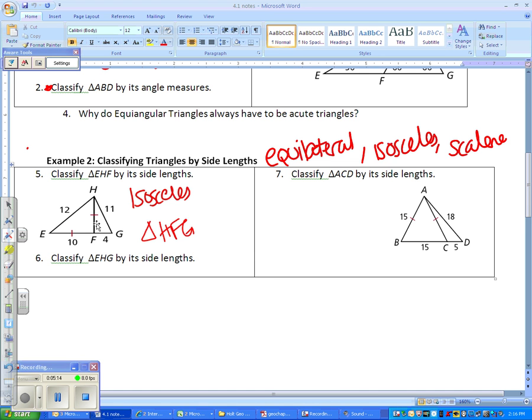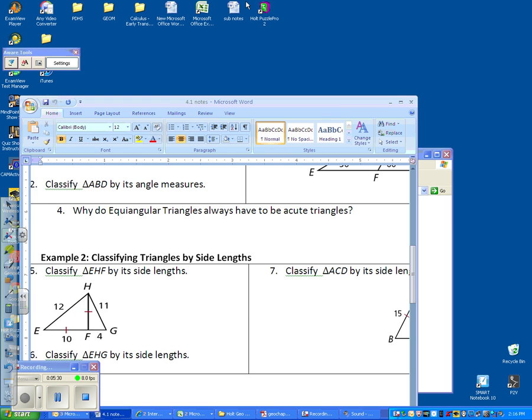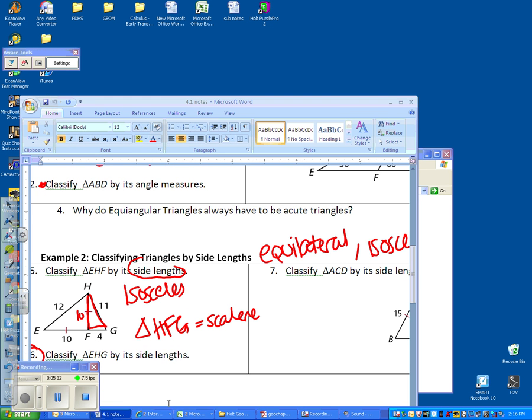If I wanted you to look at this smaller triangle, HFG, let's say this one. What do I know about the side lengths? Again, just the side lengths. I know this one's 4, this one's 11, and this one is 10. Since none of the sides are the same, this would be a scalene triangle. I want you to try to do number 6. Tomorrow we'll finish the notes. We'll finish the backside in class.